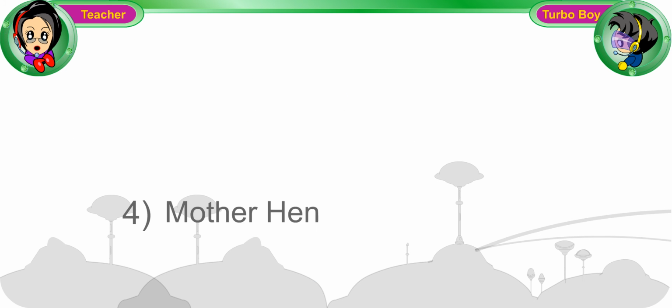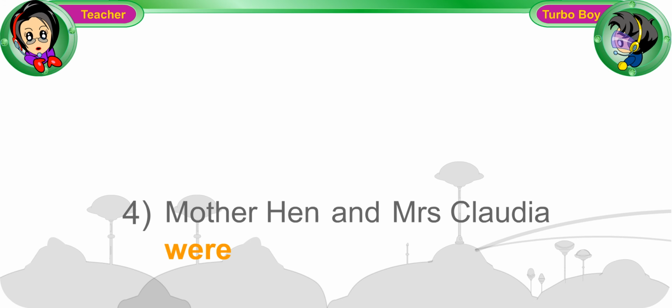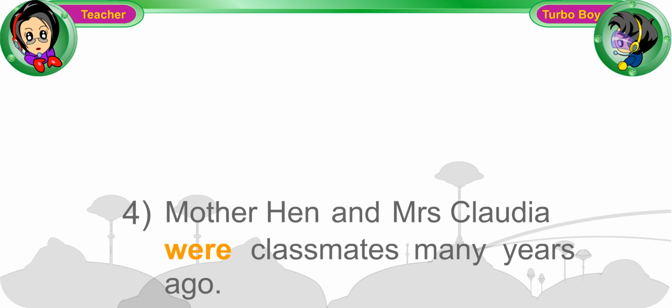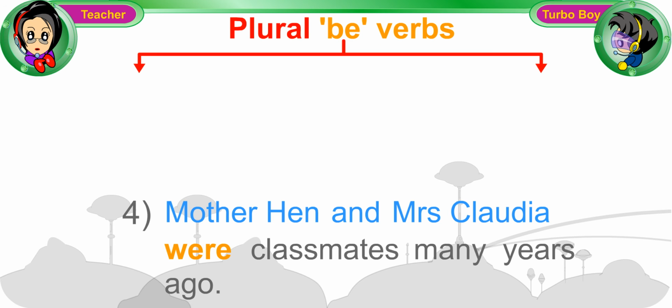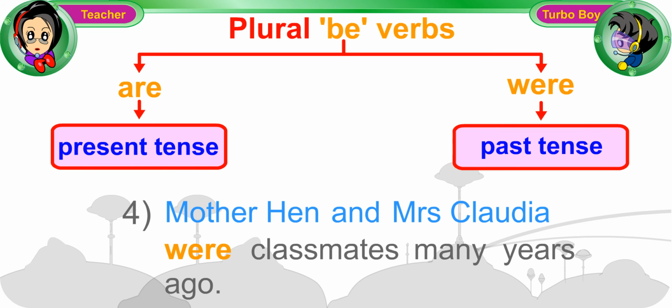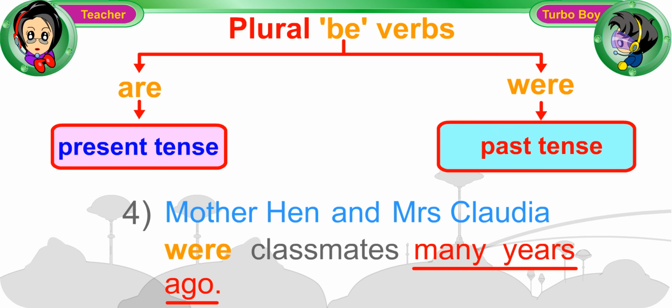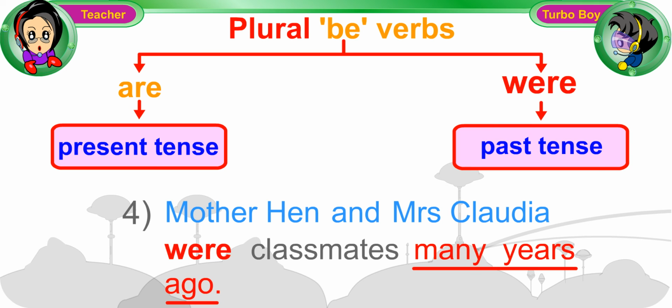Let's look at the next example. 4. Mother Hen and Mrs. Claudia were classmates many years ago. Mother Hen and Mrs. Claudia is a plural noun, so we have to use the plural be verbs are or were. Since the sentence tells us about things in the past, we use were because were is a plural be verb in the past tense.